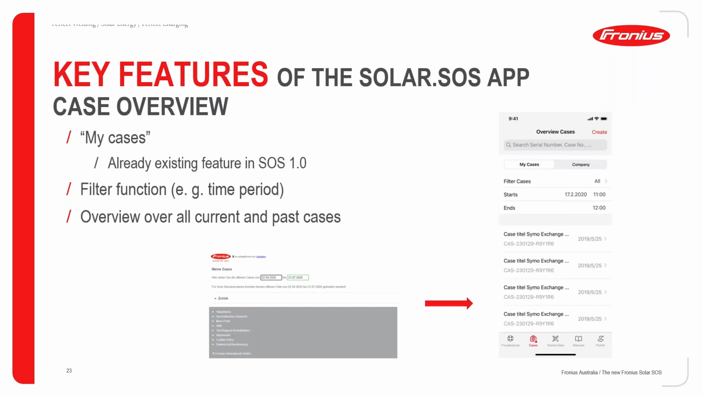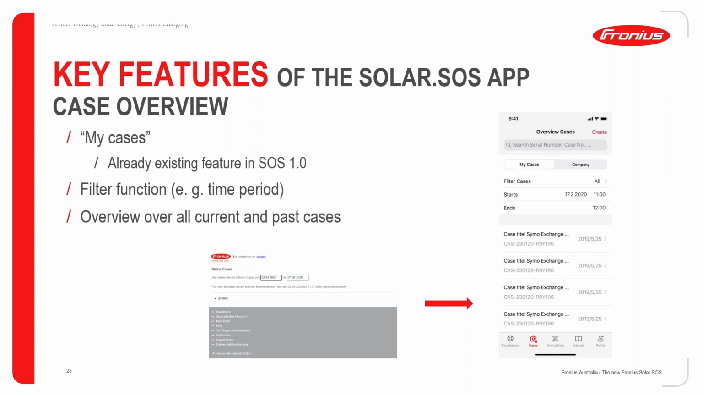You also get an overview of all your cases with Fronius. All your current cases and past cases can be filtered, for example, by time period, so that you can refer to an old case for additional information, say if an error code is duplicated at some other site. You can refer to whatever troubleshooting steps were followed for that case.